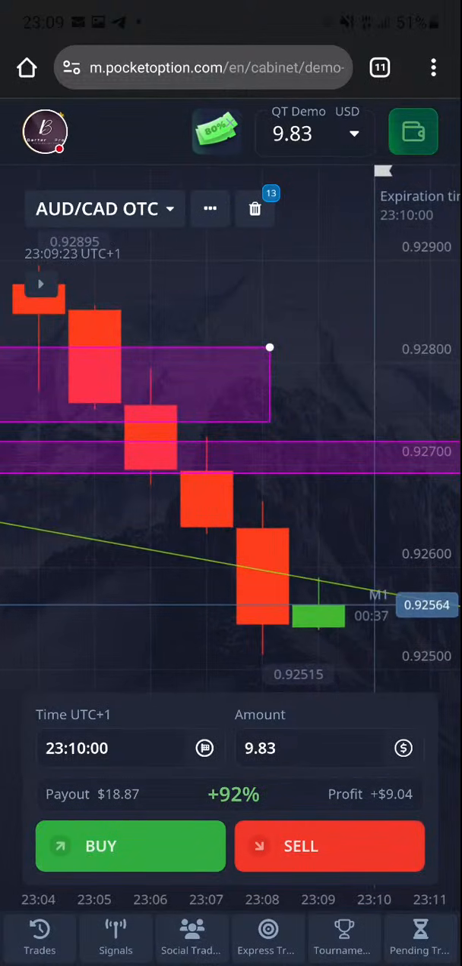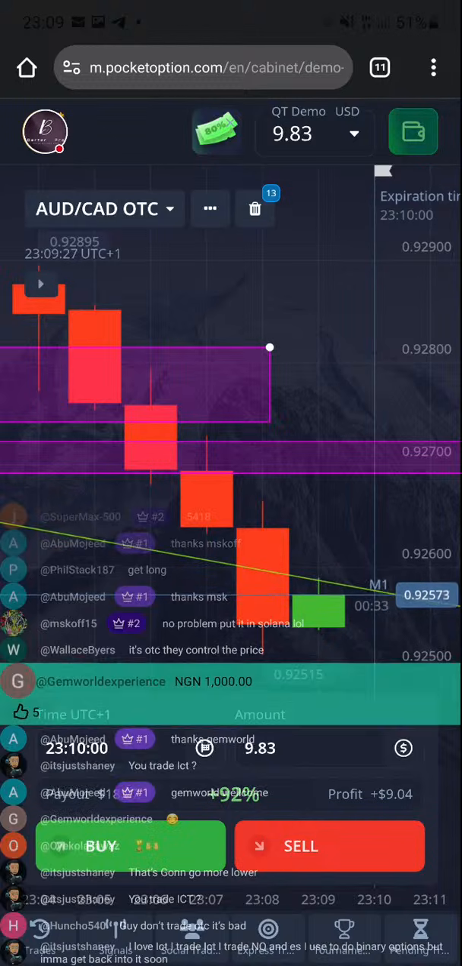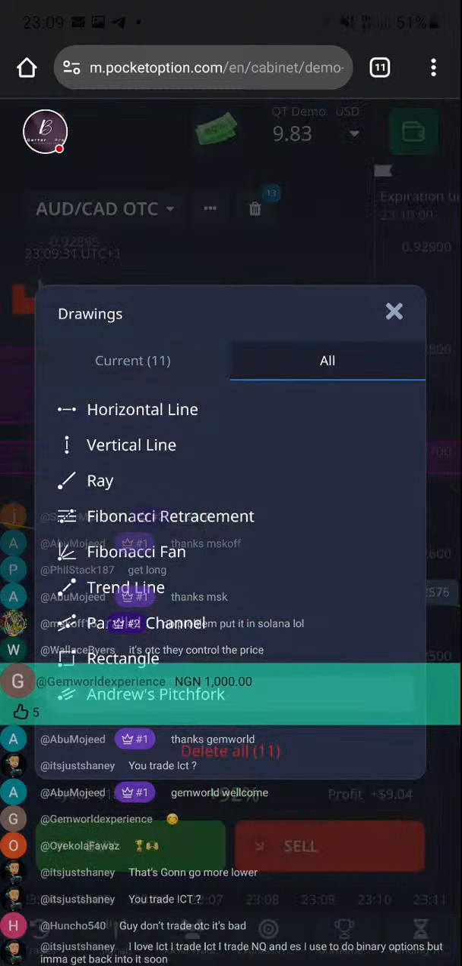But the reason why I entered this one was because we have a slight gap down in favor of the buyers. We have another gap down again in favor of the buyers. So that's why I'm taking the trade.